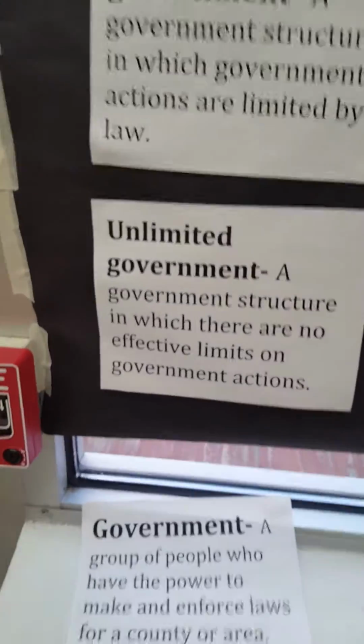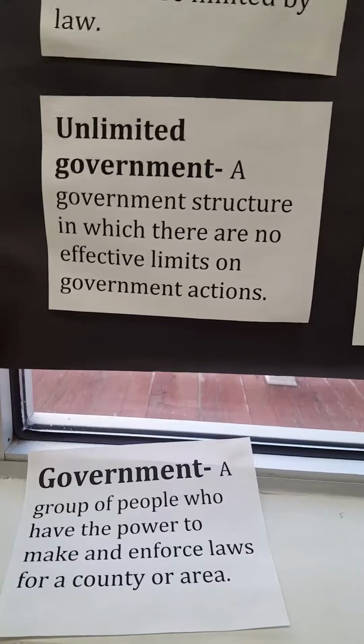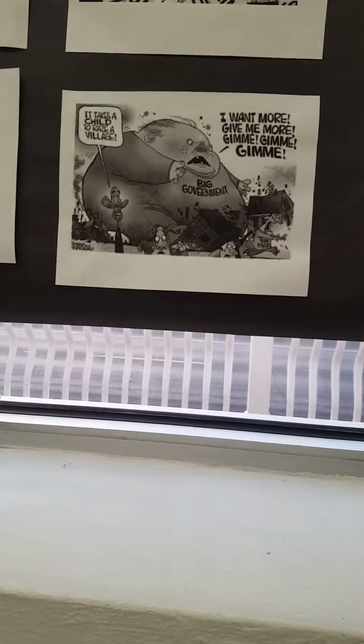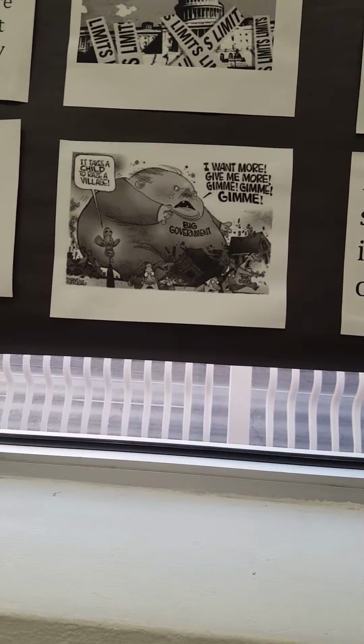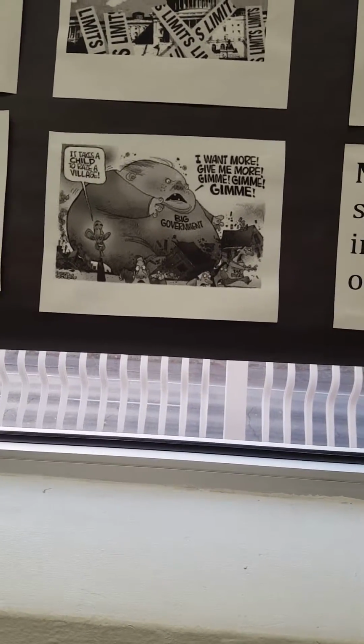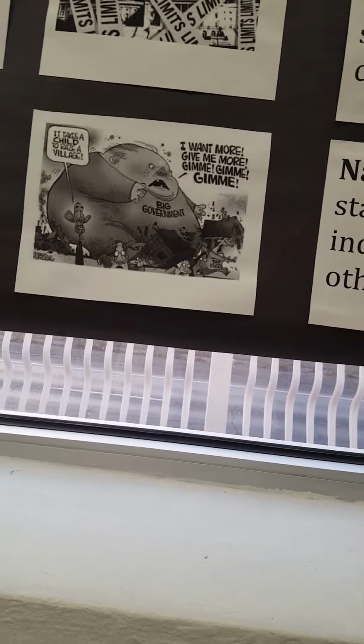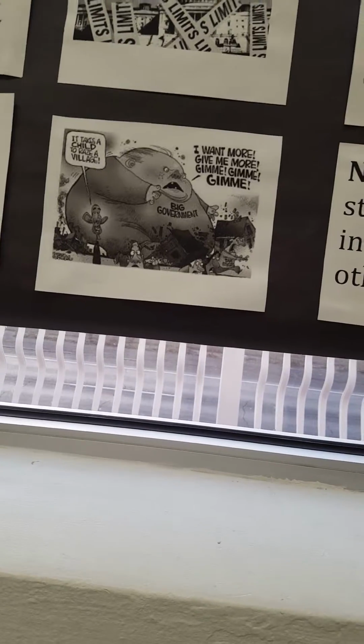Now, when governments first started, they were unlimited. An unlimited government is a government structure in which there are no effective limits on government actions. If you look over at the picture I put on the word wall, I got this big baby, and he's like, I want more, give me more, gimme, gimme, gimme. This is the example of a big government that is unlimited.